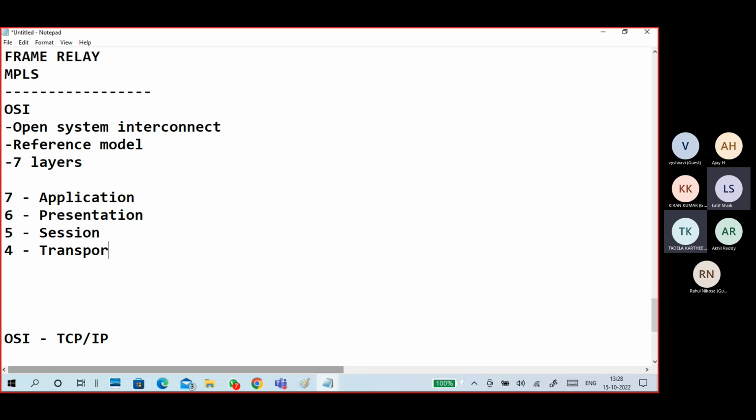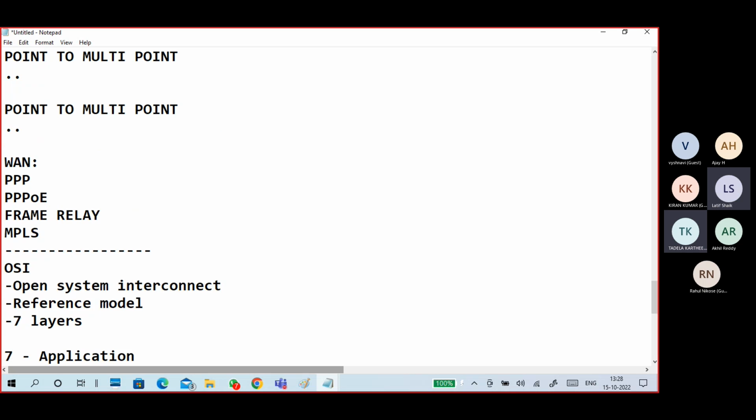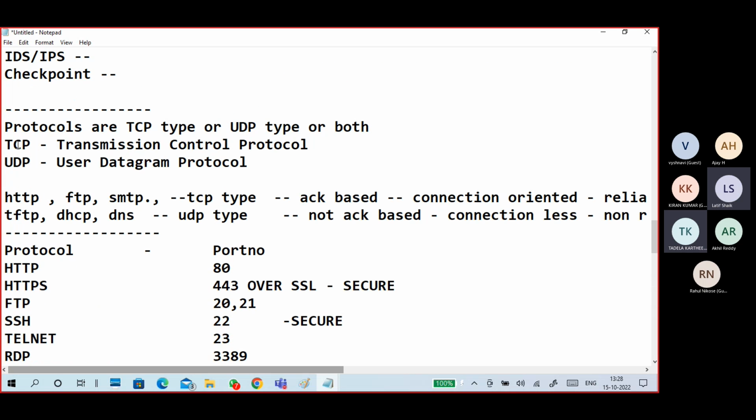Transport layer. Transport layer mainly chops the data into small parts, easy to transport. That is called segmenting. It puts numbering and sequencing on your packets. And of course TCP and UDP, which we already discussed.